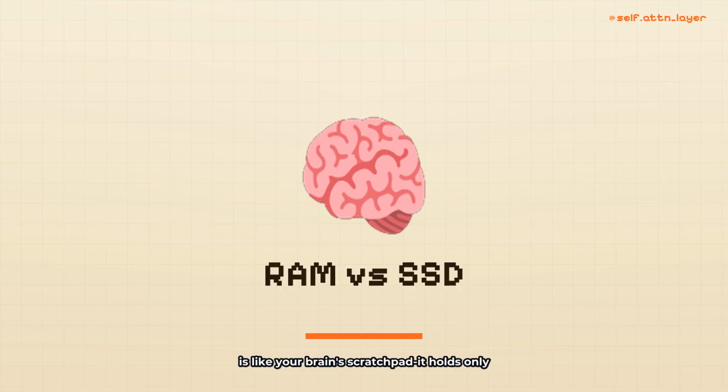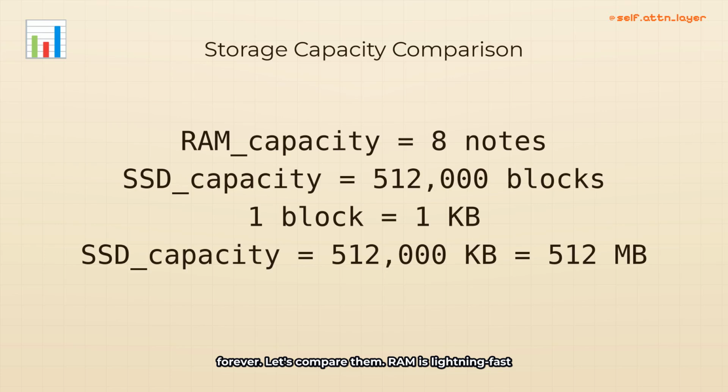RAM is like your brain's scratchpad. It holds only what you're using right now. SSD is like a filing cabinet that remembers everything forever. Let's compare them. RAM is lightning fast but tiny, like a desk that holds only 8 sticky notes. SSD is slower but huge, like a library that can store 512,000 books.